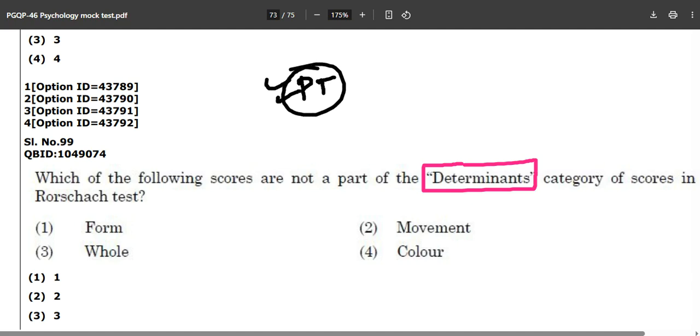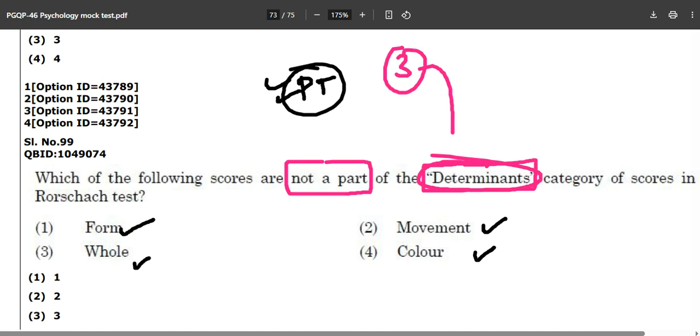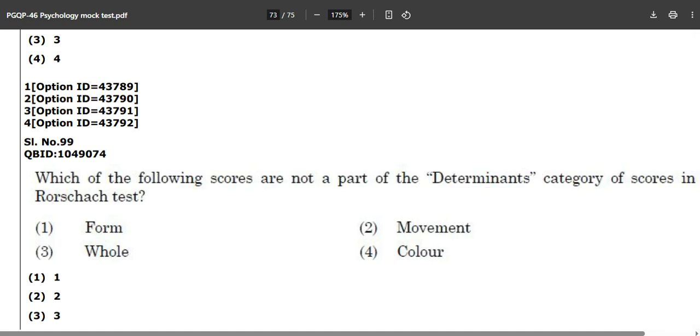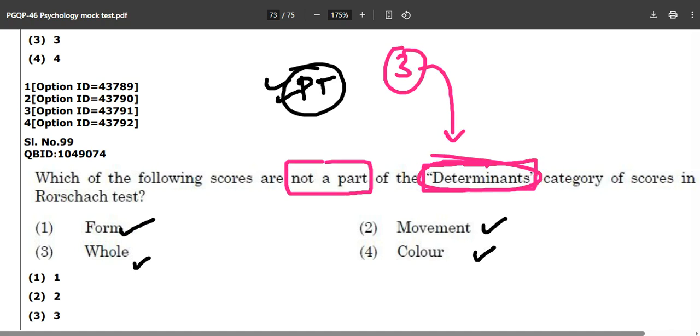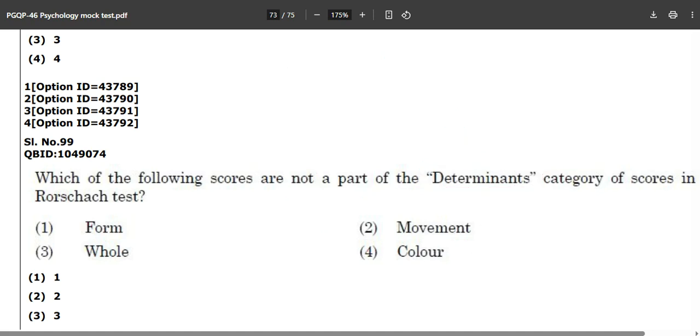Okay, now form, movement, color and whole. So what is going to be the correct answer in the determinants portion? The question is asking, out of these, three will be part of determinants, but one will not be a part of determinants. Try to answer this. Will it be form? Will it be movement? Will it be color? Or will it be whole? Now from where is this coming? This is coming from your Rorschach Inkblot Test, 1921.